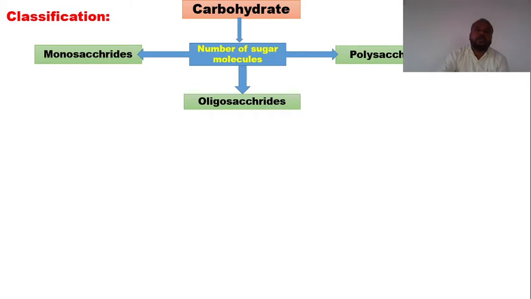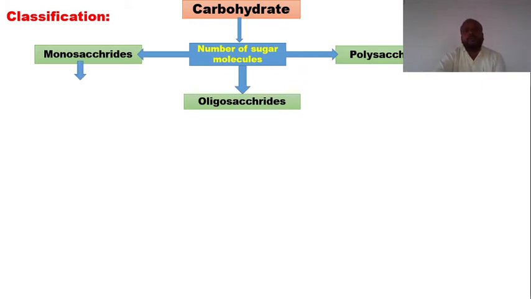The first group is the monosaccharide, based on the number of sugar molecules. The name indicates that a single sugar molecule is present. In polysaccharides, many units of sugars or monomers are found. And in oligosaccharides, oligo means few, that is, a few sugar molecules are found. So these are the first three groups.